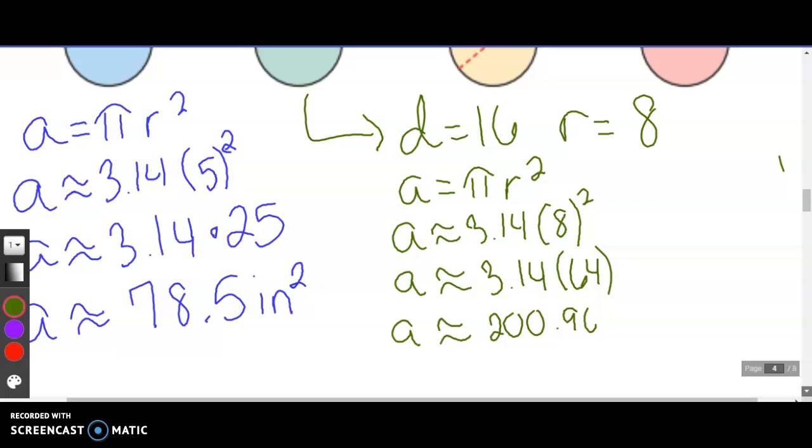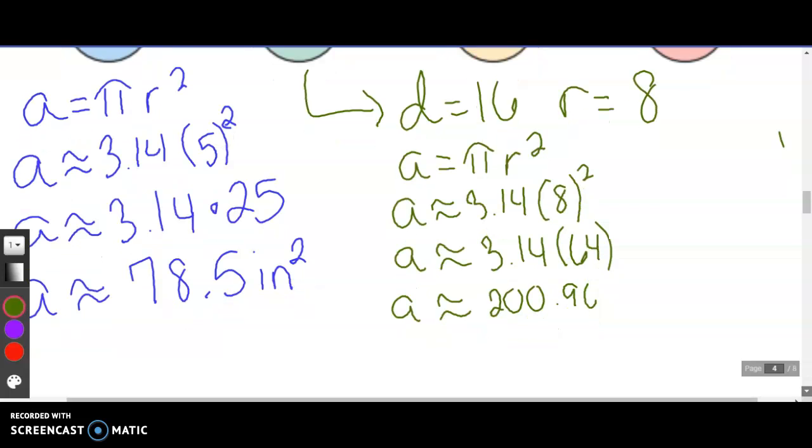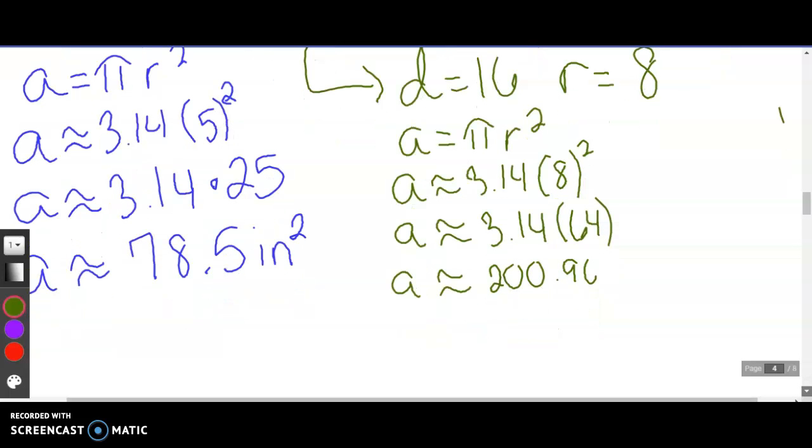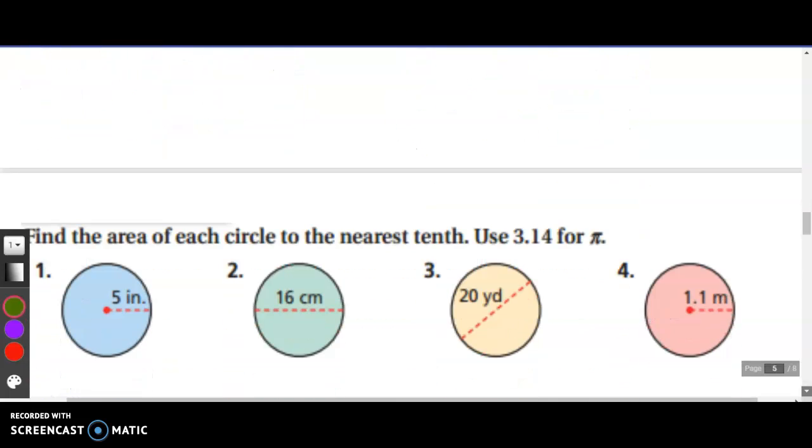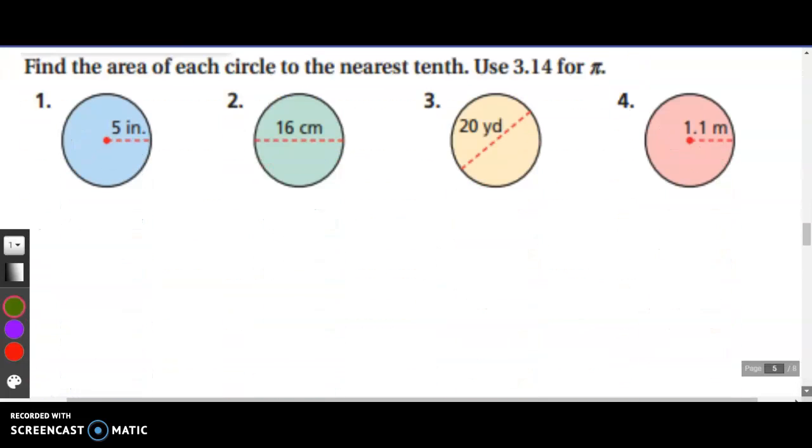200.96. But they told us that they want to round to the nearest tenth. So now, since they want us to round to the nearest tenth, the 9 looks at the 6. The 6 goes up. Well, if the 9 goes up, then that means that this becomes 201.0, and our label is centimeters squared, okay? I put the 0.0 there because it shows that we rounded to the nearest tenth, not to the nearest whole number, even though those are the same things in this case.